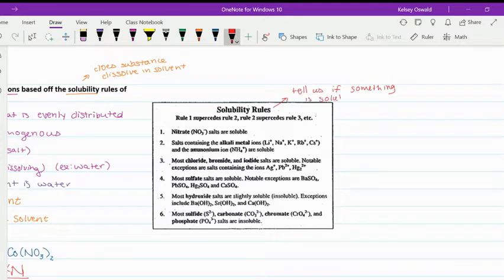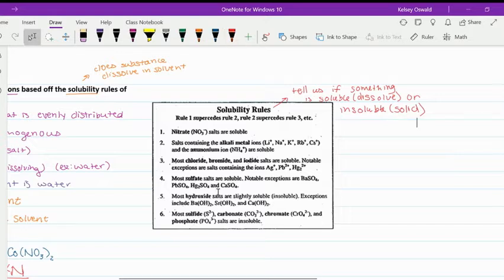And remember, if something is soluble, that means it's going to dissolve. And if something is insoluble, then it's going to form a solid, or it's not going to dissolve. We can see here that different substances are going to have different solubility rules.